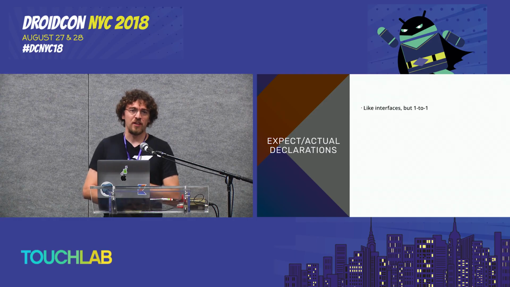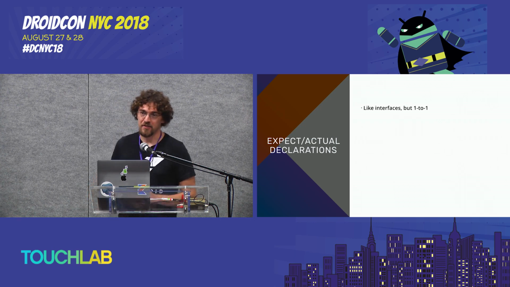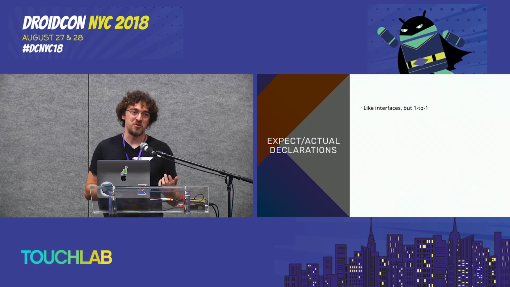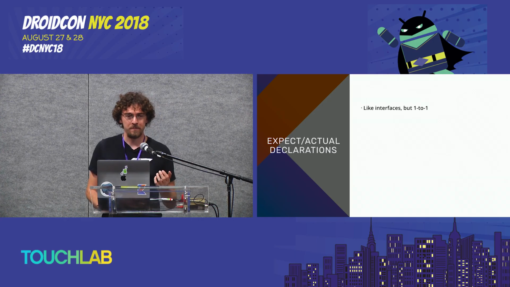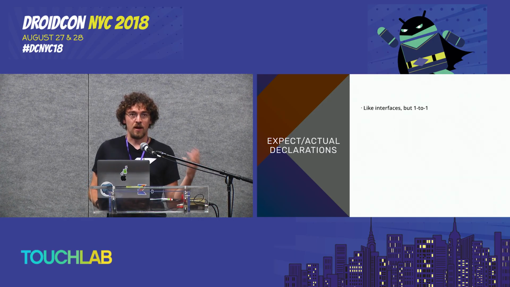So these basically let you declare something in your common code, with the implementation defined in your platform code. And the compiler essentially forces you to have a one-to-one correspondence so that each platform has a single implementation for each expect declaration. A little bit like having a dependency injection framework where the Kotlin compiler will make sure that that implementation is there and put it in place for you.